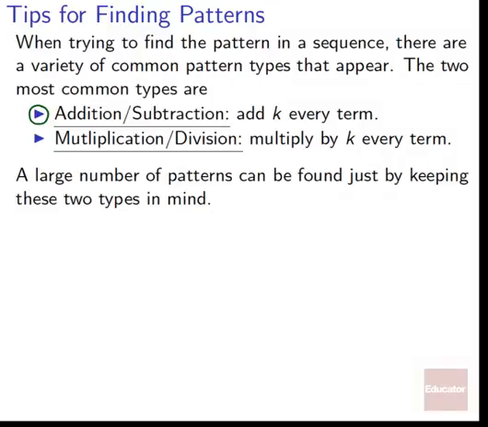And then the other one is multiplication/division, where we multiply by some k every term. So if it's multiplication, it's just some constant number k. And we can also effectively divide if our k is a fraction. So we're just multiplying by some constant number every term, right? Every step, it's either going to be addition or multiplication. This is the lion's share of the patterns.